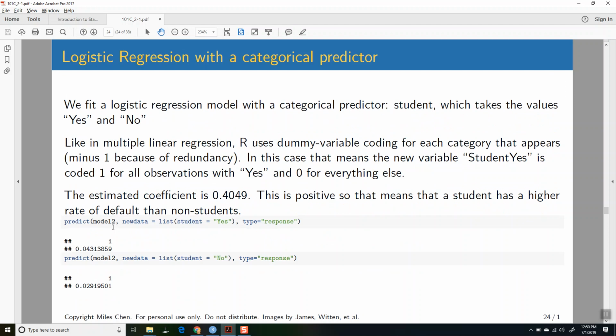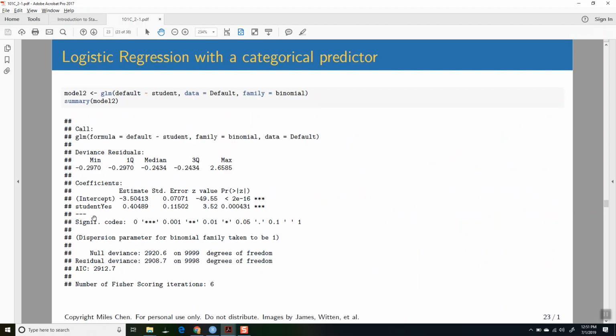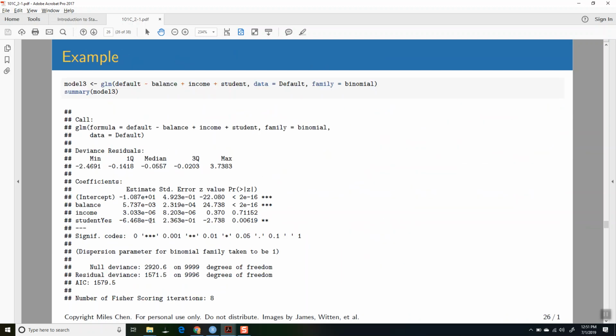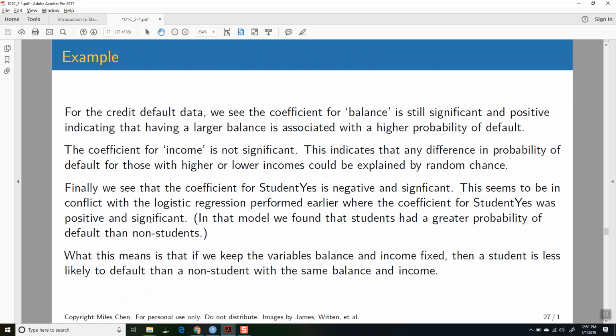So back here when we did logistic regression on the categorical predictor, student yes was actually positive, and we said if you're a student, you're more likely to default. Now we get student yes is negative, which tells us that if you're a student, you're less likely to default. So is there a conflict here? What this means is that if we keep the variables balance and income fixed, then a student is less likely to default than a non-student. So these are not in conflict.